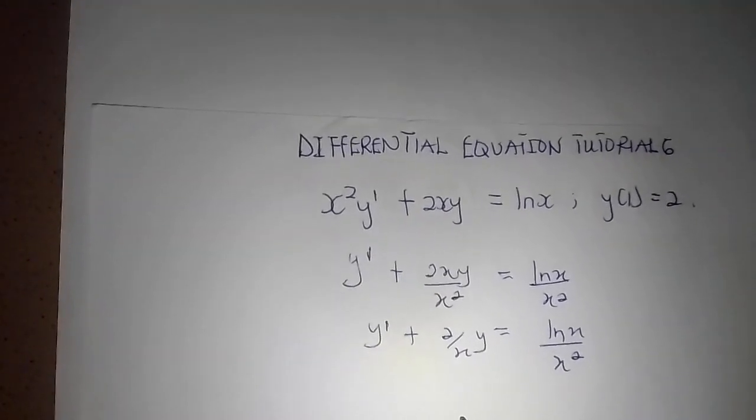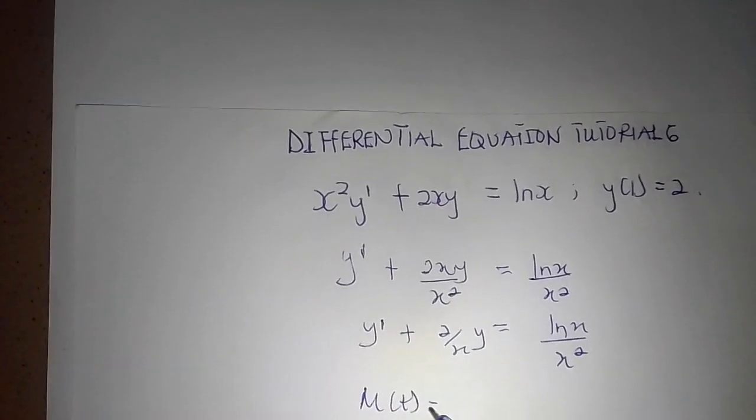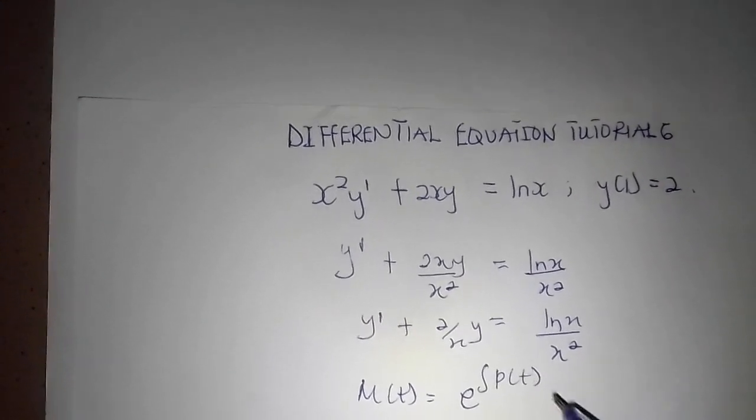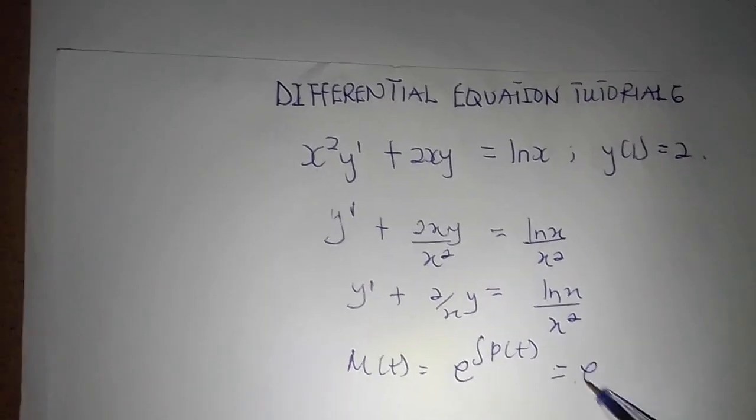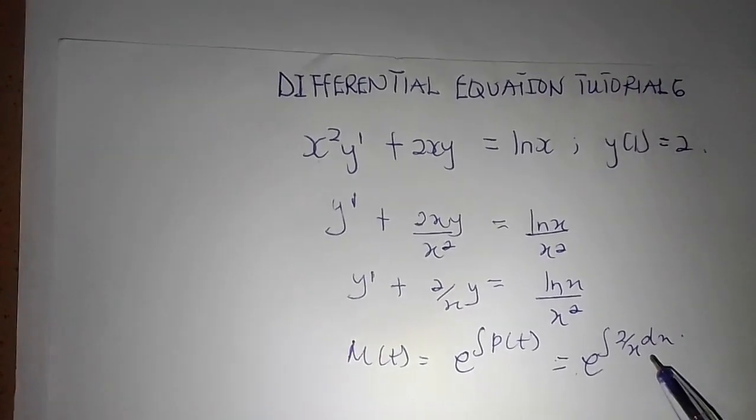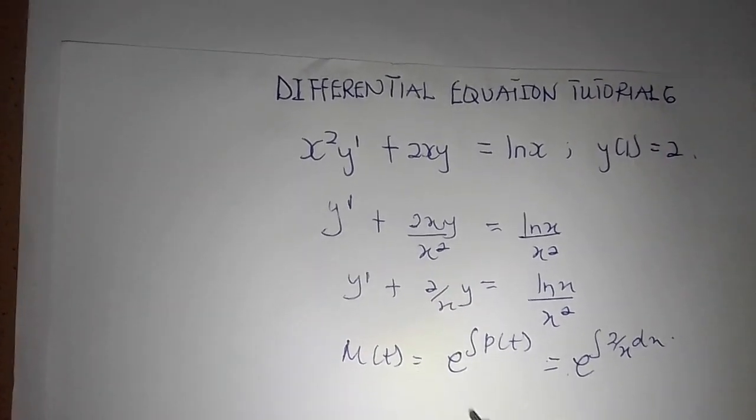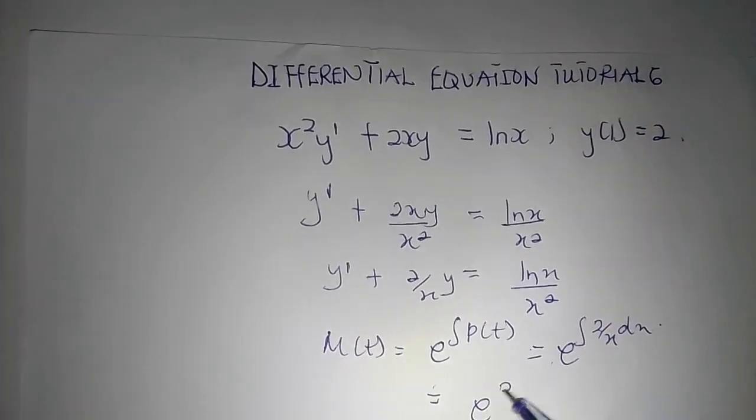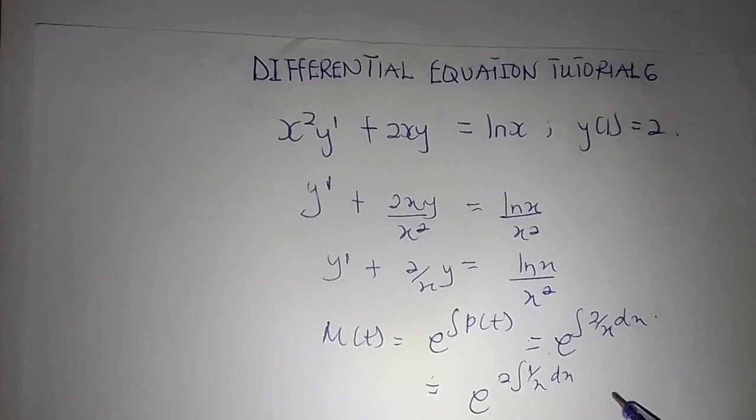Now to continue, we have to find the integrating factor, which is mu of t, which is equal to e to the power integral of p of t, where p of t is the coefficient of the y. In this problem, the coefficient of the y is 2 over x. So integral 2 over x dx. With this integral, we don't introduce a constant when finding the integrating factor. So simply, you are going to get e to the power, the 2 will come out, integral of 1 on x dx. And integral of 1 on x dx is the same as ln of x.